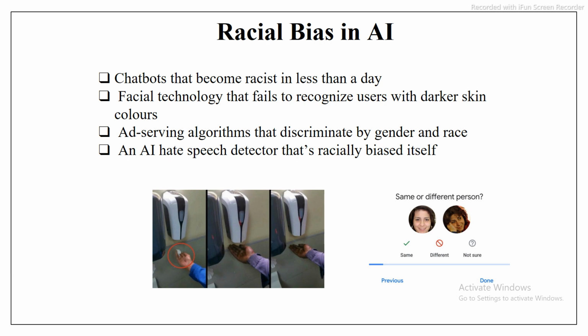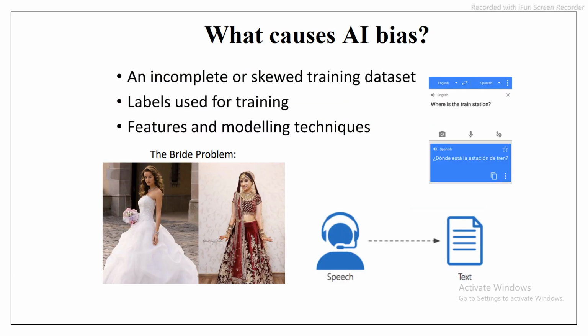And there is the AI hate speech detector that is racially biased. Due to the training data, it can classify a simple statement as hate speech, and if somebody says really racist hate speech, it never recognizes it. So you will see some bias in AI systems. The moral of the story is that it comes from the training data set. There are many reasons for bias in AI systems, but the major problem is the training data set.